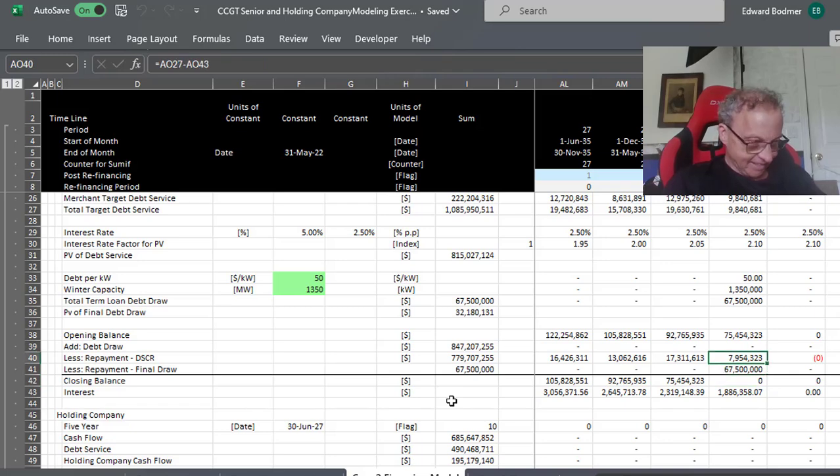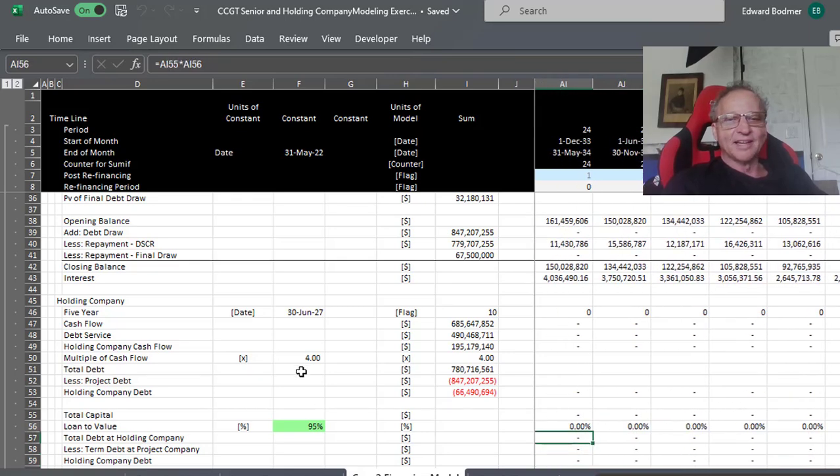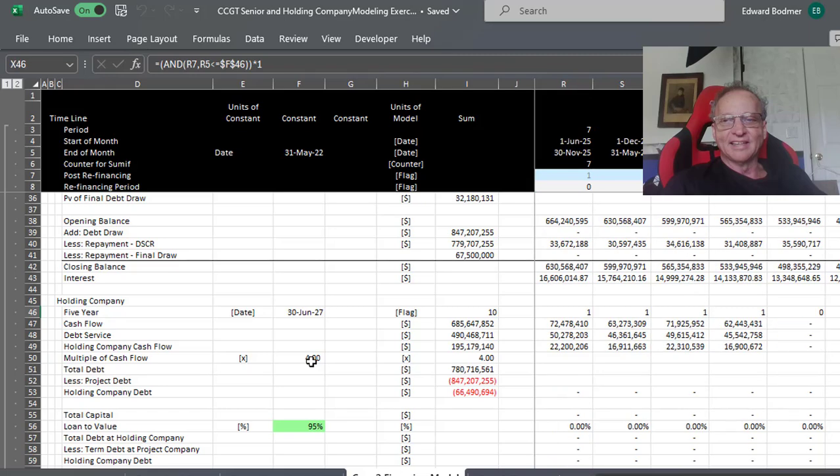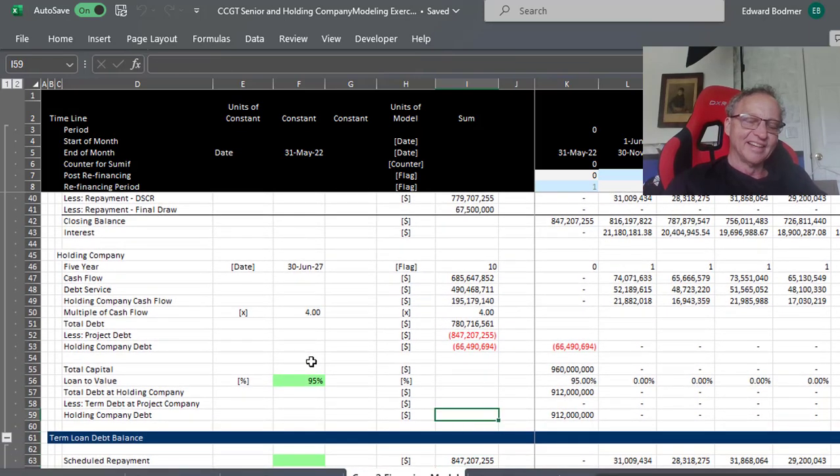In this case, they said there was no cash sweep. Then we have the holding company situation again, and this time the holding company debt was 4 times a multiple of some kind of cash flow, which was very ill-defined, for 5 years. So we put a little flag here that goes through the 5 years, and we multiply that amount, and we get a debt size. This is the one where they didn't say whether this debt ever gets repaid.